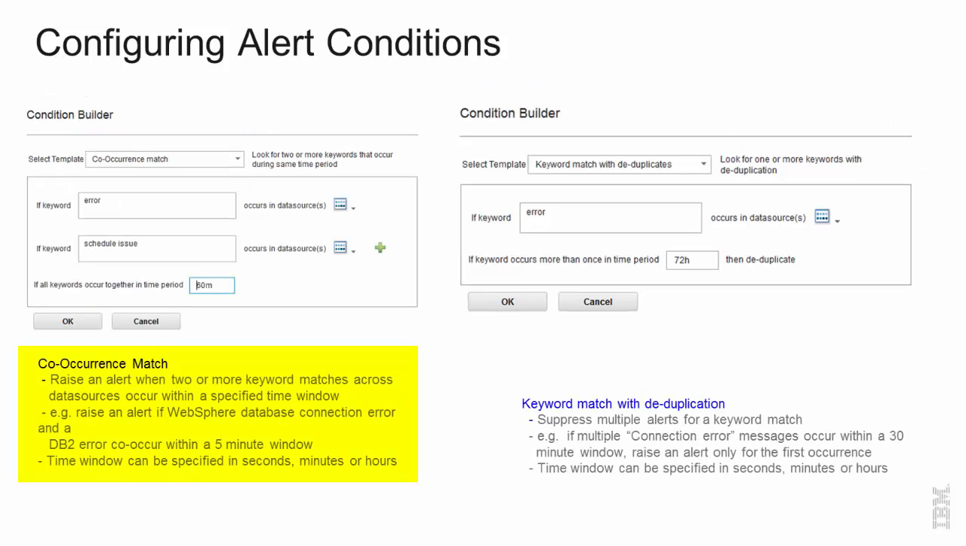There are 2 more alert conditions. One of them is called a co-occurrence match, where you can raise an alert when 2 or more keyword matches across data sources occur in the same specified window. And then there is a keyword match with deduplication, which allows you to suppress multiple alerts for a keyword match. Let's now look at how these alerts can be configured in the UI.